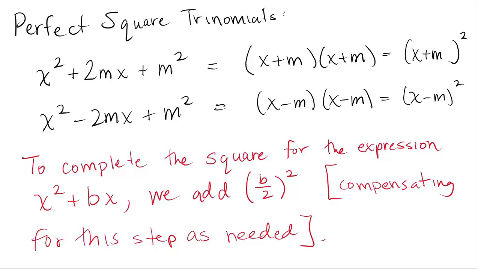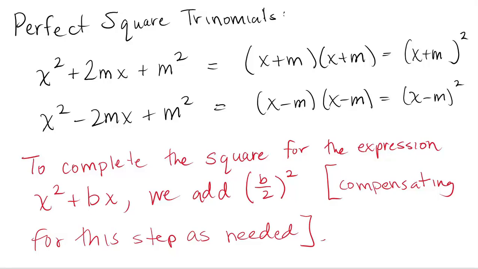So in a perfect square trinomial, the constant term, the numerical term, is always the square of half of the coefficient of x. So if we have an expression where we have an x squared term and a linear term, and we want to complete the square, turn that into a perfect square trinomial, we take half of the coefficient of x, so half of b would be b over 2, and we square that result. And then if we're using this to alter an equation, then we have to compensate somehow.